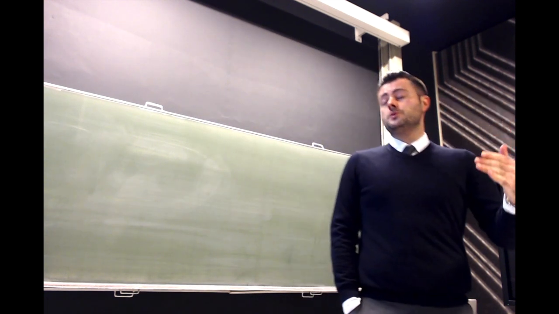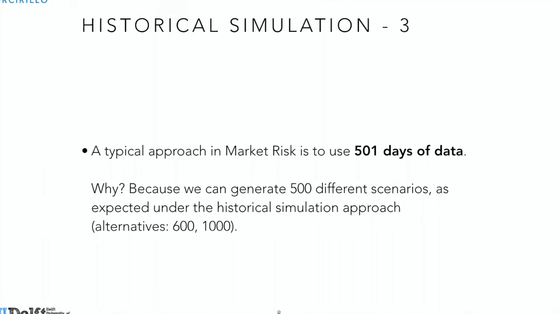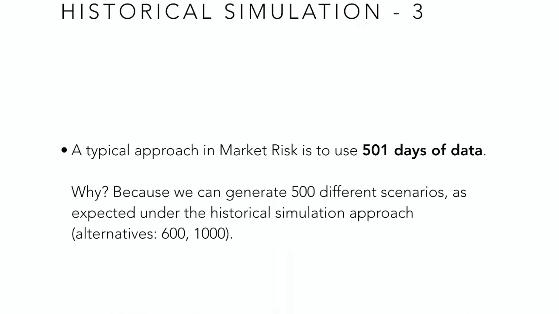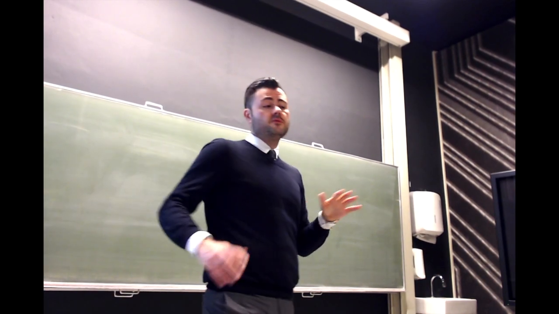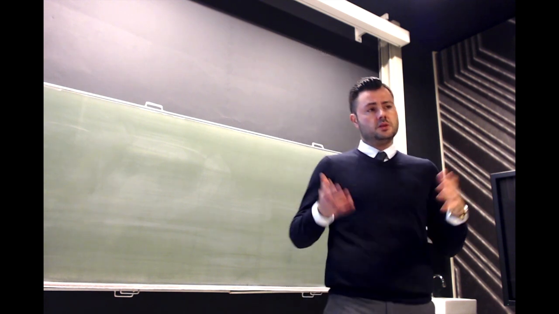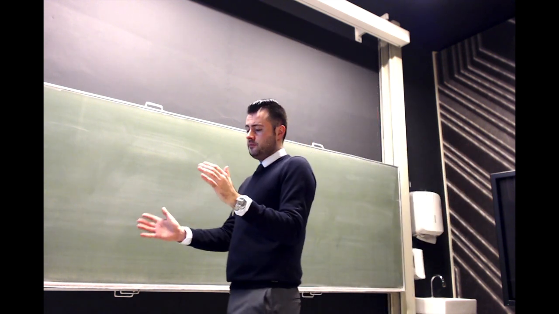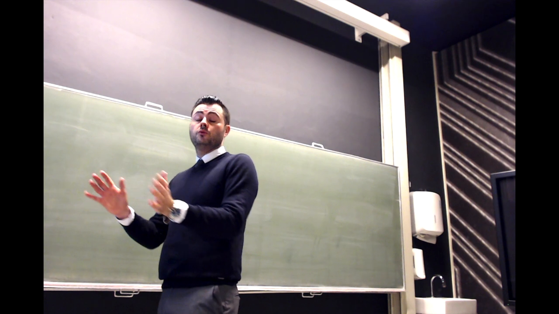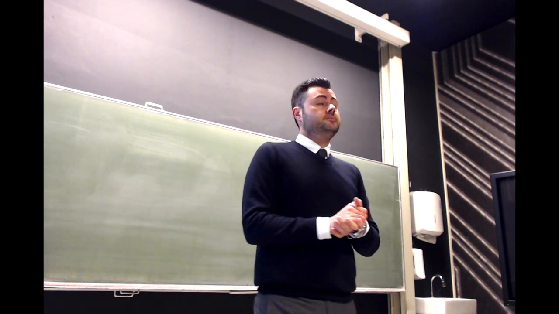If you want to use more, other common numbers are 600 and 1000. 1000 is more or less 4 years. And in fact, in market risk, when you use the historical simulation, you need from 2 to 4 years of data. Okay?